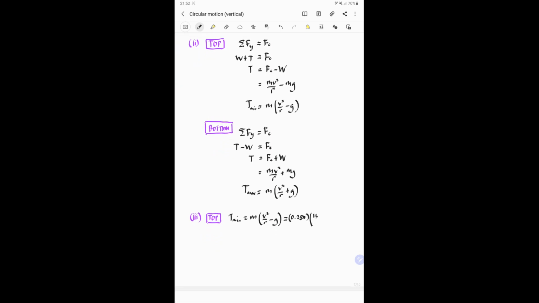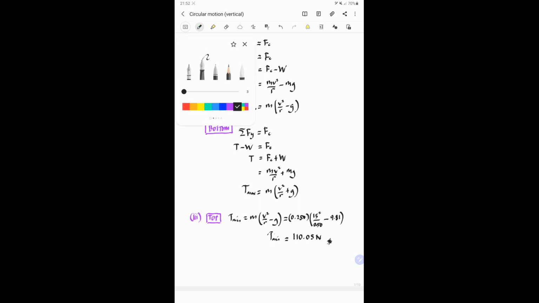So this one is 15 squared over R given is 0.5, because 50 centimeter equal to 0.5 meters, minus 9.81. Okay, so that you will get T min equals to 110.05 Newton. Settle T min. Okay, we just do the same thing to calculate T max.